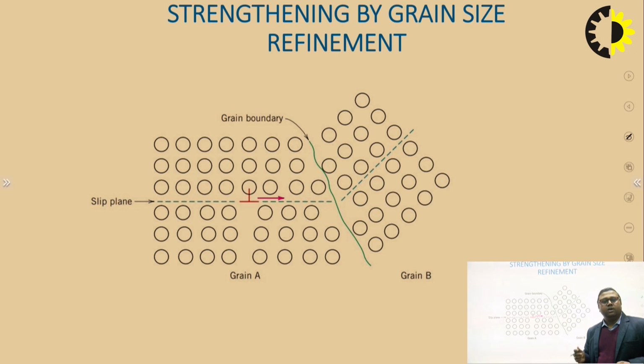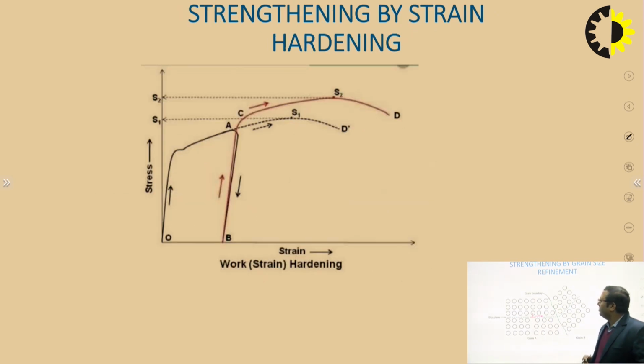So if you decrease the size of the grain, then the grain boundaries will increase, and this increase in grain boundaries causes the strength to increase in a particular material. So by reducing the grain size of a particular material, the dislocation motion is hindered, which causes the strengthening of that material.